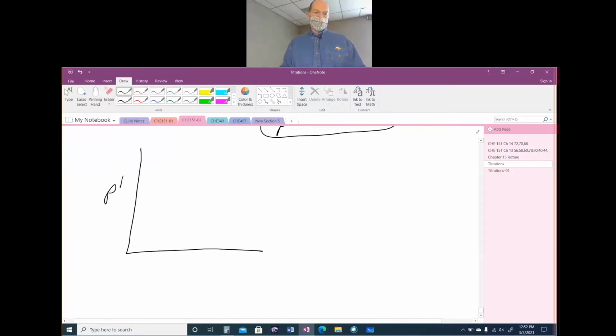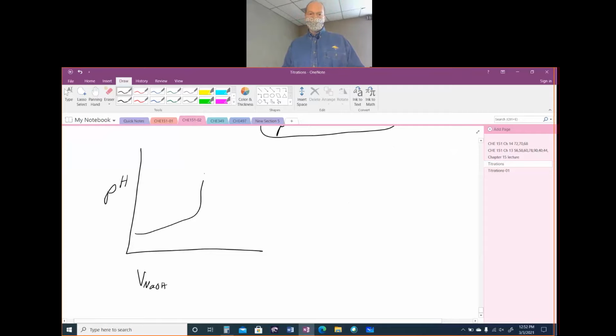All right, always pH on the y-axis. The x-axis depends on what you're adding. In this case, we added NaOH. Sometimes you'll be adding HCl, sometimes you add the strong acid. All right, so that means that we started with an acid, which means we had a low pH.